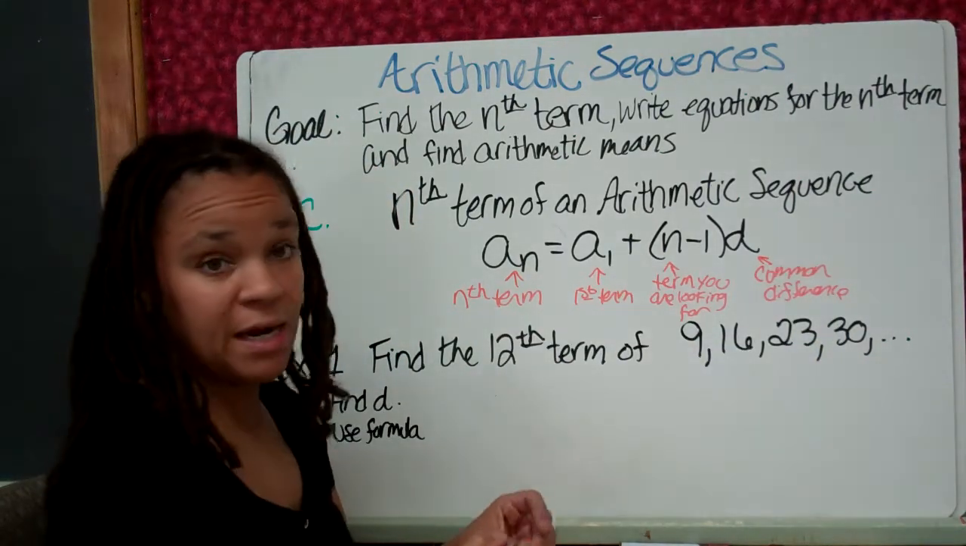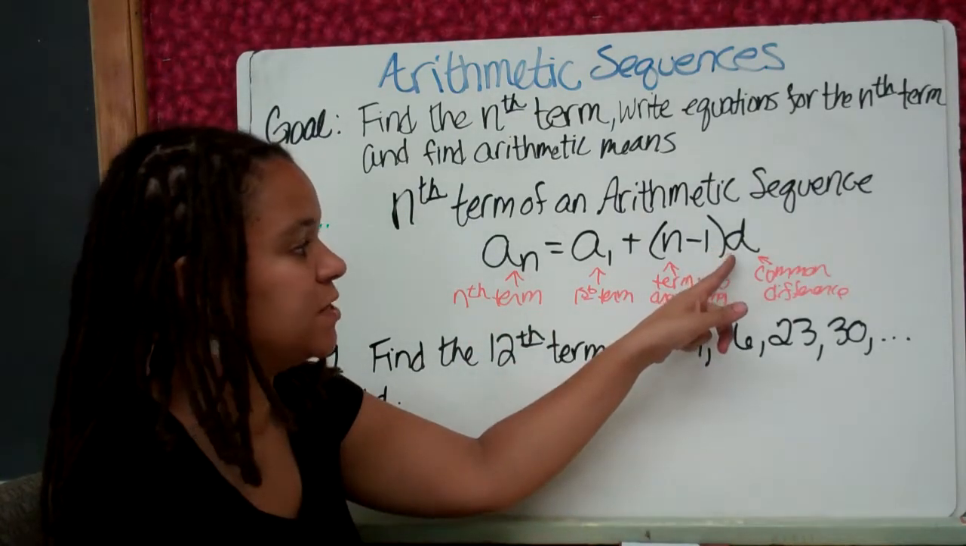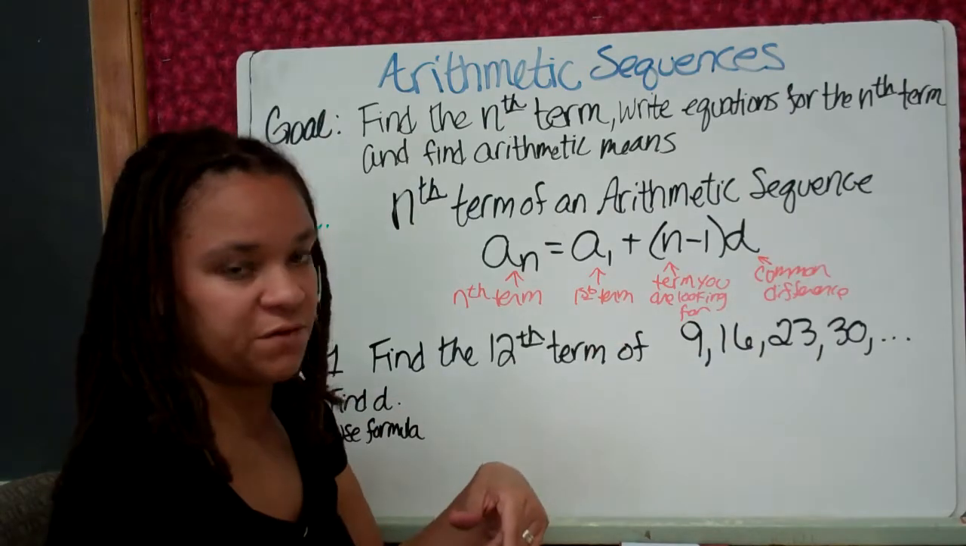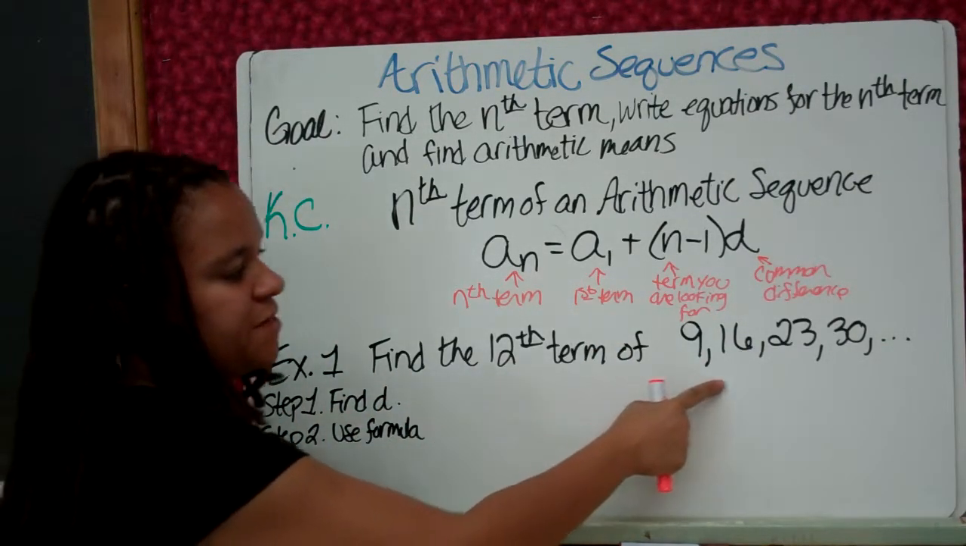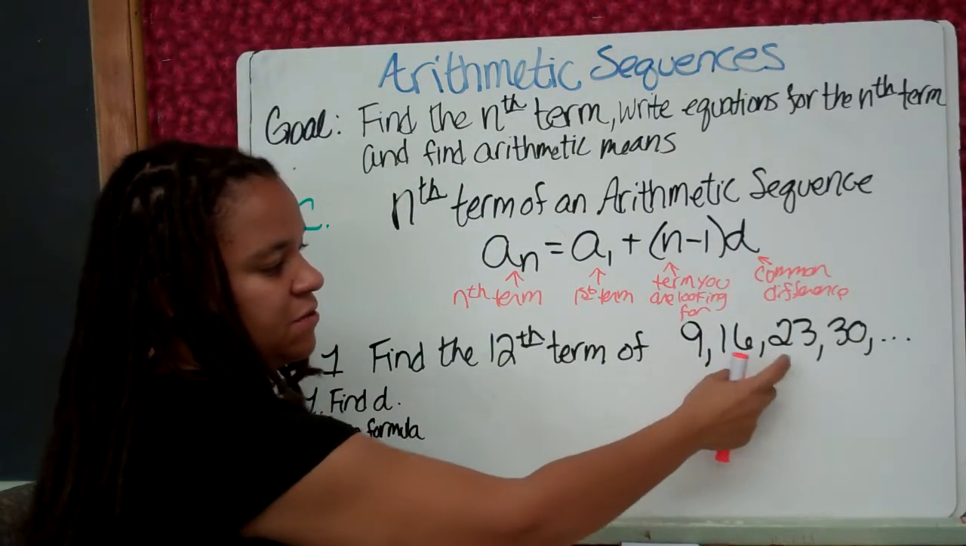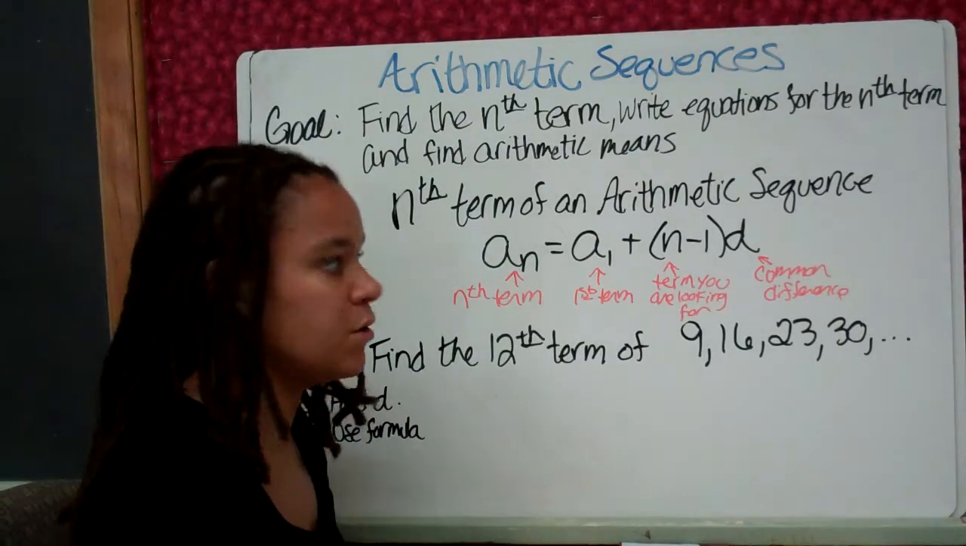So remember, in arithmetic sequences the same thing is added each time, and what is added each time is d, the common difference. So example 1, find the 12th term of this sequence. We know the first, second, third, fourth. What if I wanted to know the 12th, or the 25th, or the 100th?